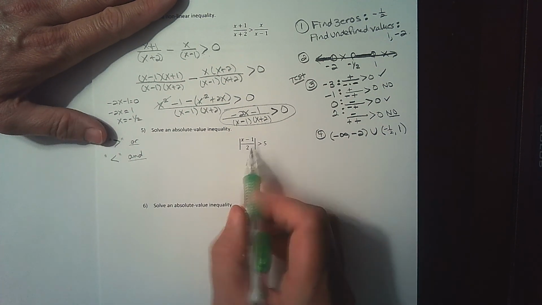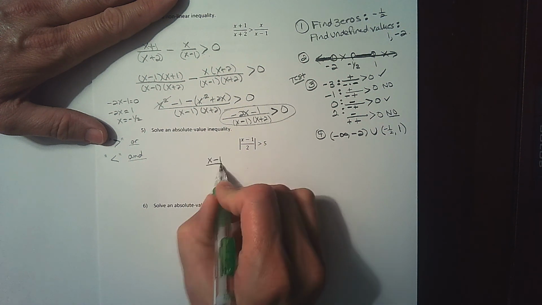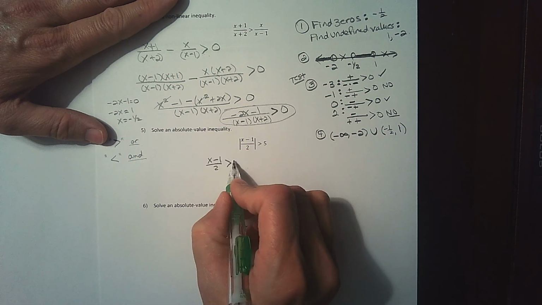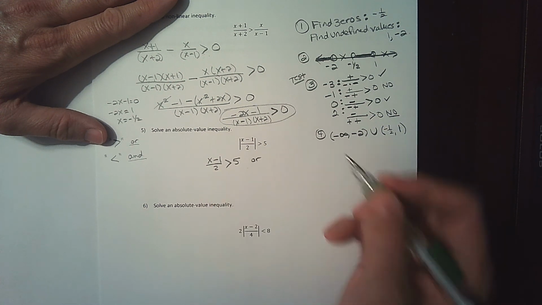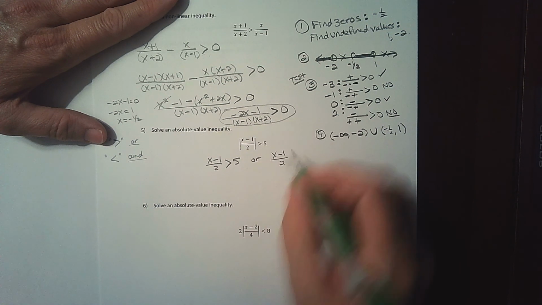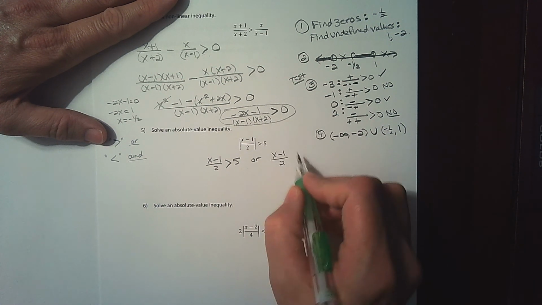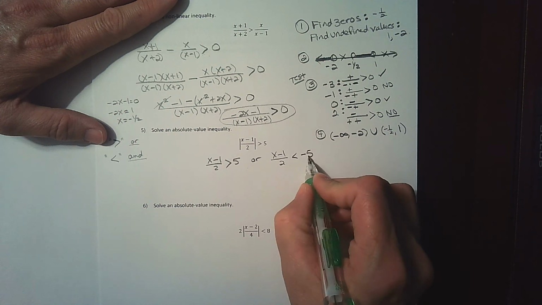In this first one, we're going to write two pieces. One is (x minus 1) divided by 2 is greater than 5. It's greater than, so we connect with the word or. And the or piece is the same piece that's inside the absolute value symbol, but this time we switch the direction of the symbol and we make the 5 a negative.